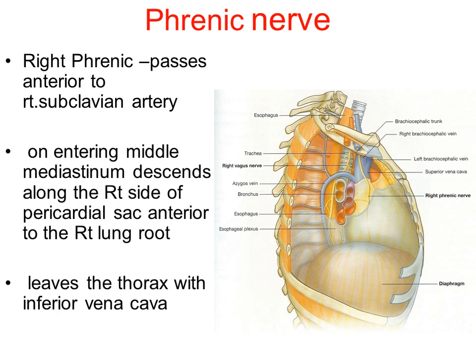Basically, it enters the middle mediastinum on the right side of heart, and it passes anterior to the root of right lung, and it leaves the thorax by piercing the diaphragm with the inferior vena cava at the level of thoracic 8 vertebra.